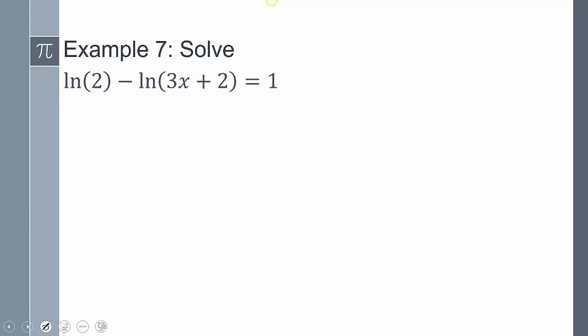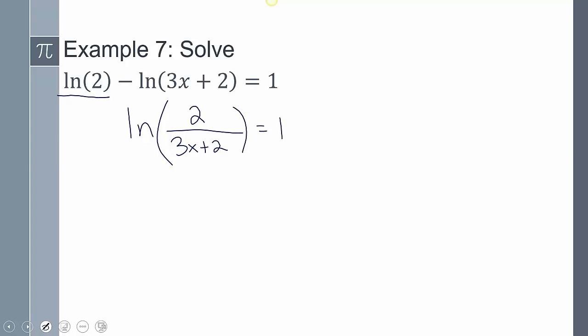This one, I want you guys to go ahead and give it a shot. Go ahead and pause and give this one a chance. All right, so let's go over it. So this will be, write it as 1. This is positive, so that's on top, so 2 over 3x plus 2 equals 1.